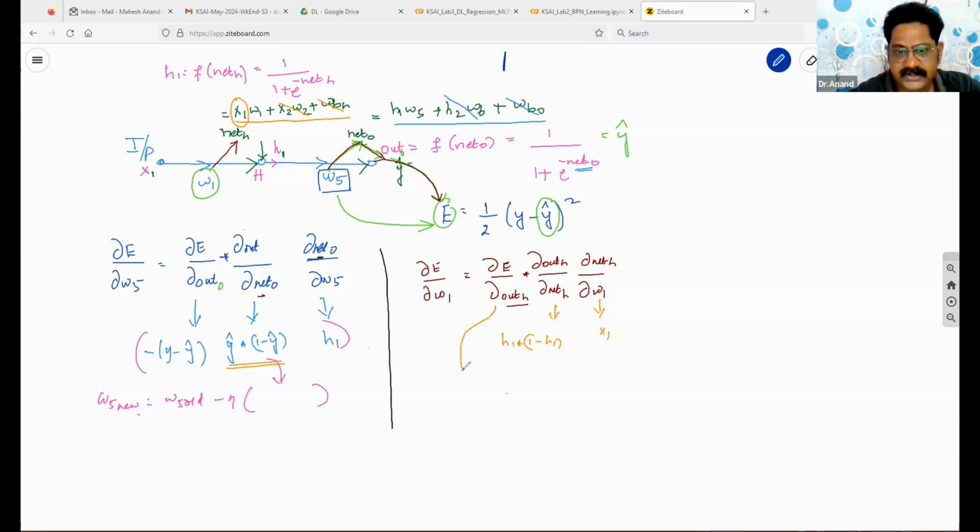But this one, we cannot calculate directly, because the out at hidden is nothing but H1. How is H1 impacting the error? Again, you are raising this question. So we have to break this down into three components again. We are going to write ∂E/∂out H1.